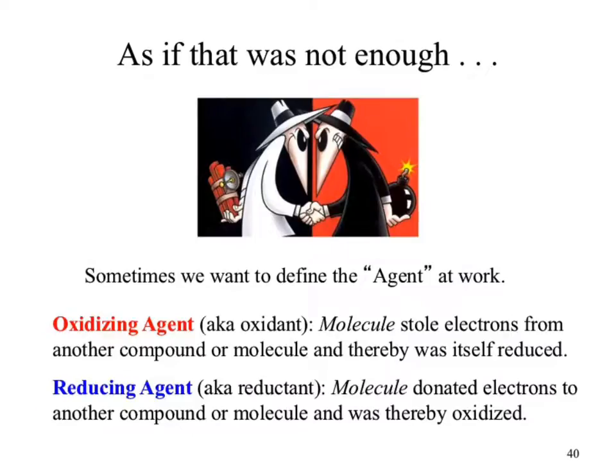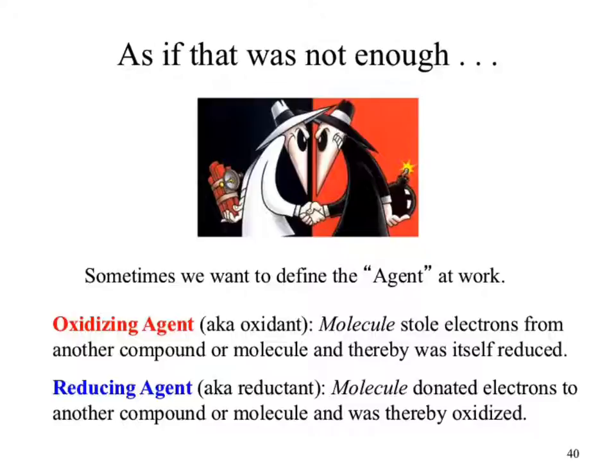As if that was not enough, anybody recognize that, right? Yeah, good. We get a little spy versus spy thing here. What's going on here? What happens if instead of looking at the species that was oxidized or the species that was reduced, I ask for the oxidizing agent?